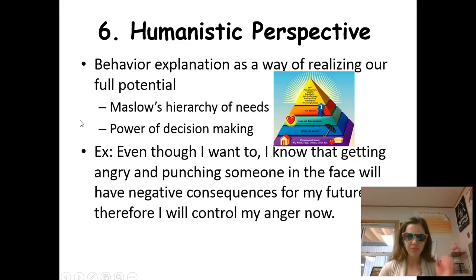So for example, if I'm really mad at somebody at school, a kid who maybe cheats on an exam or something, and I really, really want to punch them in the face, I know that if I punch them in the face, that's going to have some serious negative consequences for me, and I'm not going to be able to self-actualize very well.